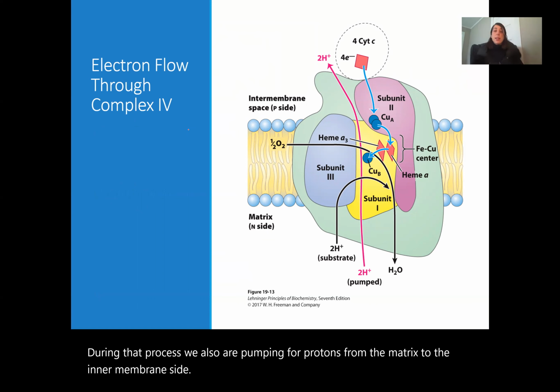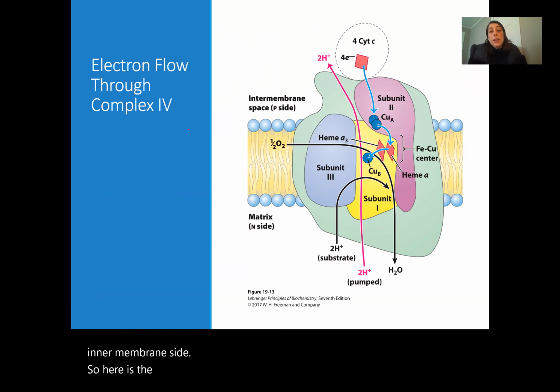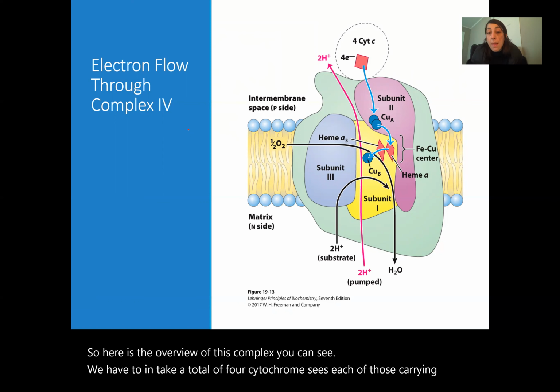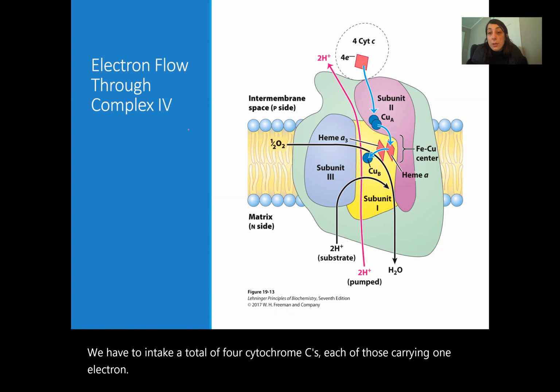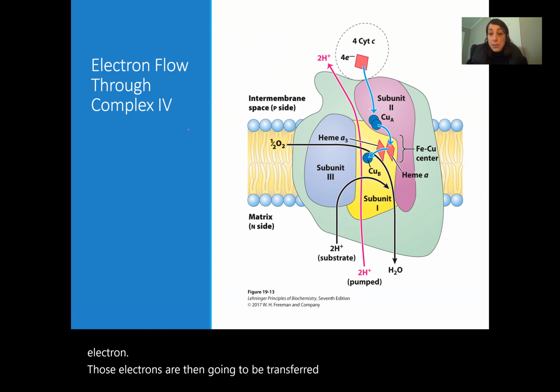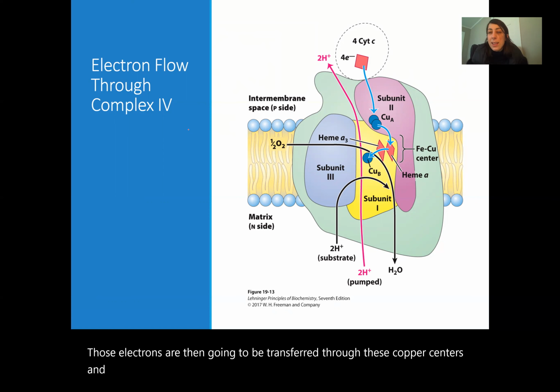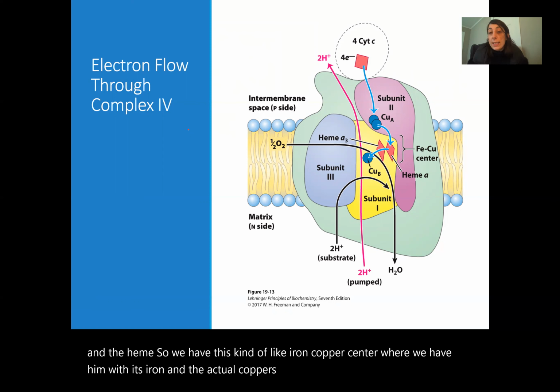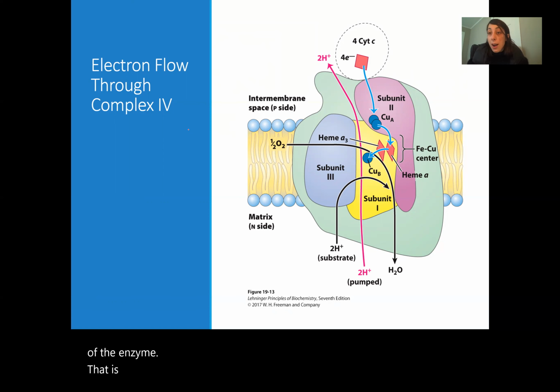So here is the overview of this complex. You can see we have to take in a total of 4 cytochrome Cs, each of those carrying 1 electron. Those electrons are then going to be transferred through these copper centers and the heme. So we have this iron-copper center where we have heme with its iron, and the coppers that are bound in the center of the enzyme. That is where the actual oxygen is going to sit.